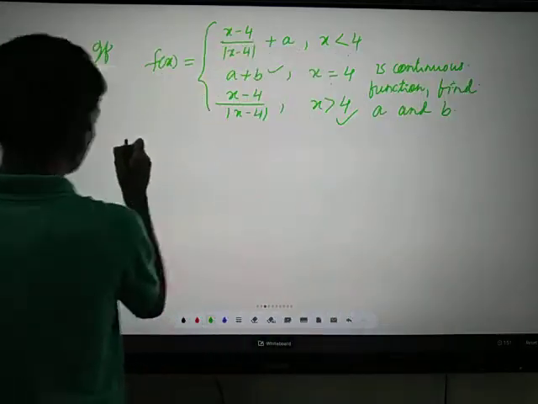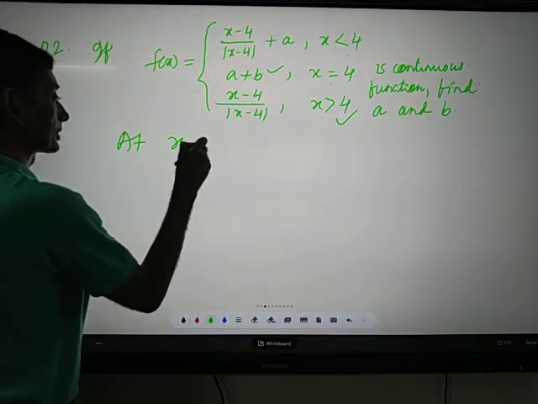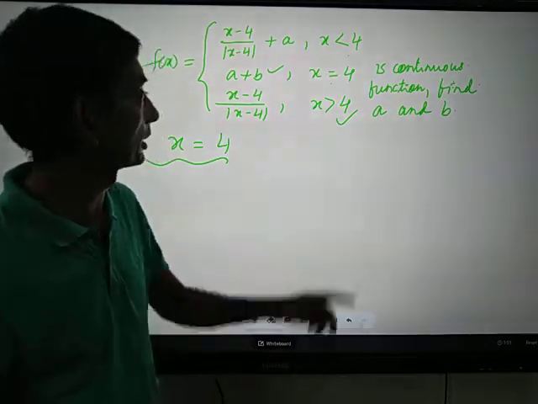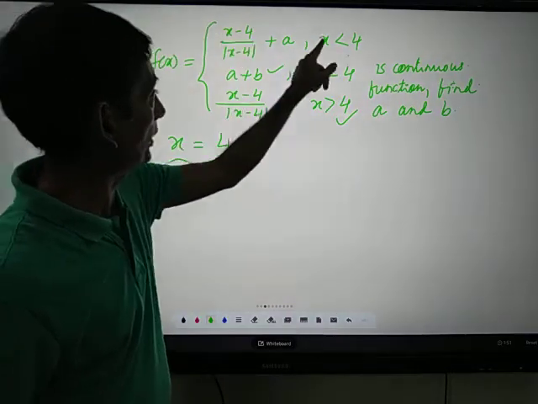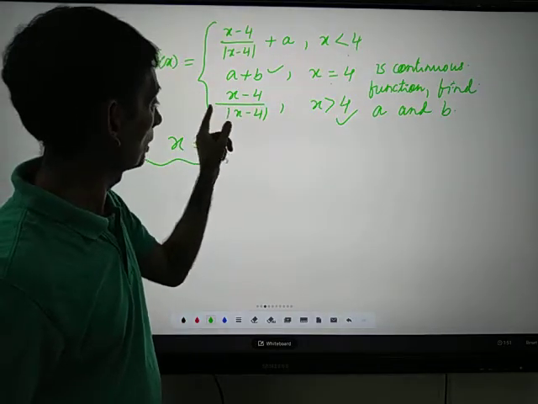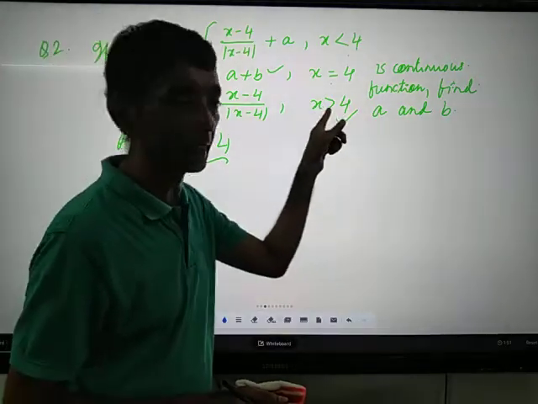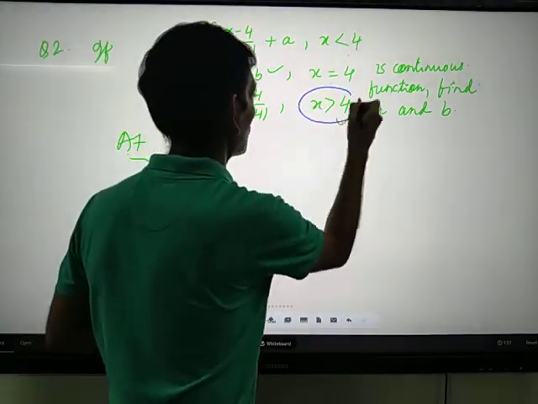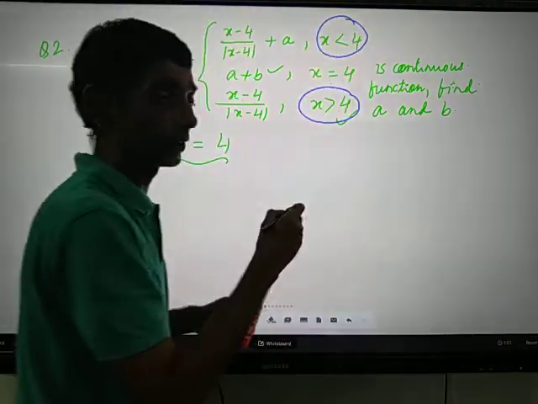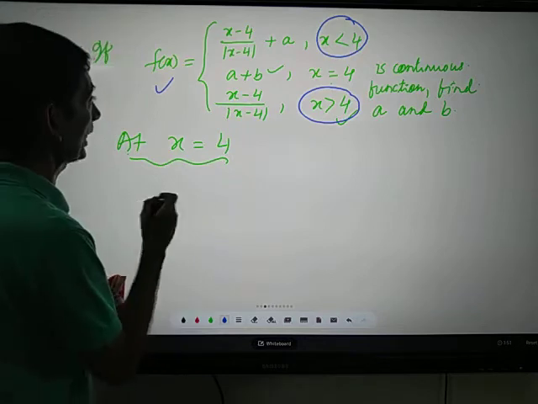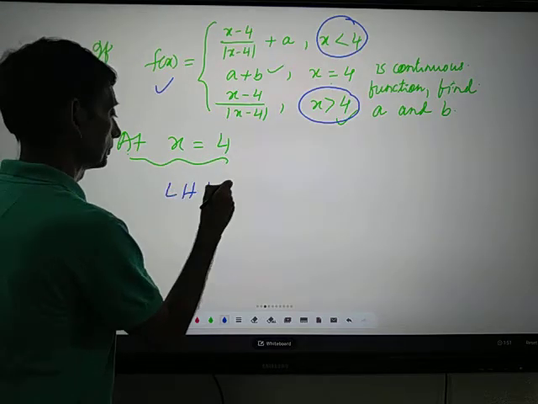Now at x equal to 4, let's calculate the left hand limit and right hand limit separately, because here f(x) is equal to this for x less than or equal to 4, and f(x) is equal to (x minus 4) by mod (x minus 4) for x greater than or equal to 4. So have you seen these two terms, x greater than 4 and x less than 4? Therefore, we need to calculate left hand limit and right hand limit separately. So let's just calculate the left hand limit.